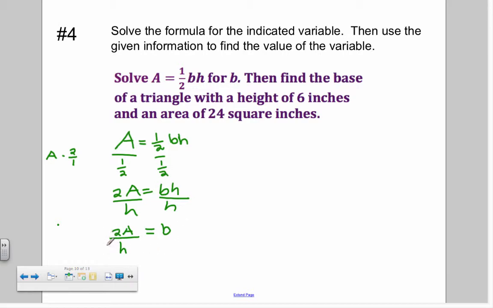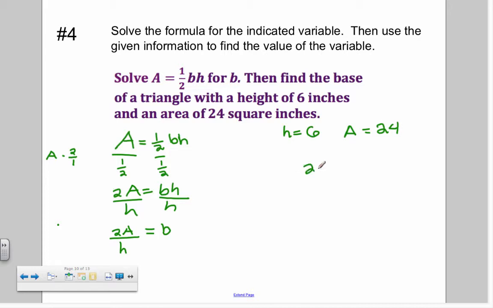So now I have solved my formula for the variable B, and now it asks me to find the base of a triangle with the height of 6 inches and the area of 24 square inches. So over here, when I plug things in, I want my height to be 6 inches, and I want my area to be 24 square inches. Okay, so I know these two, and now I can use the formula that I've solved for B to plug in these values. So let's do that now.